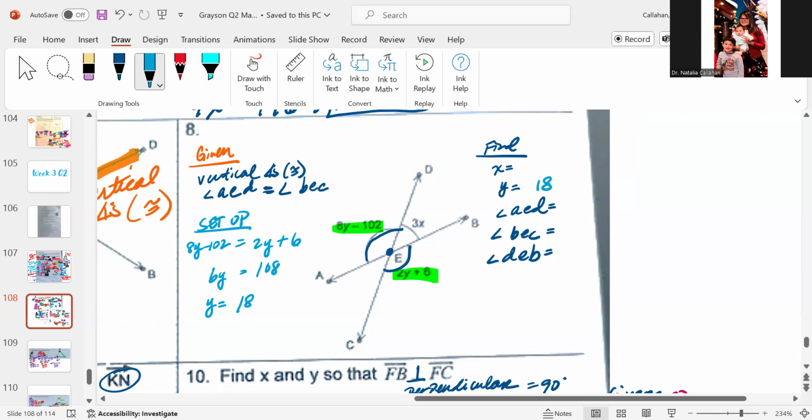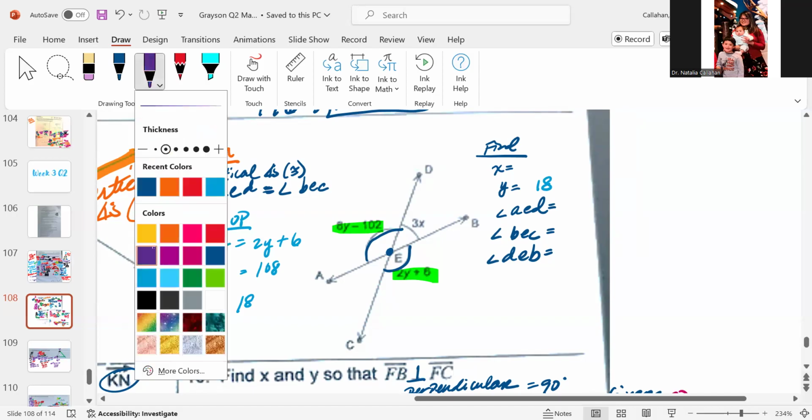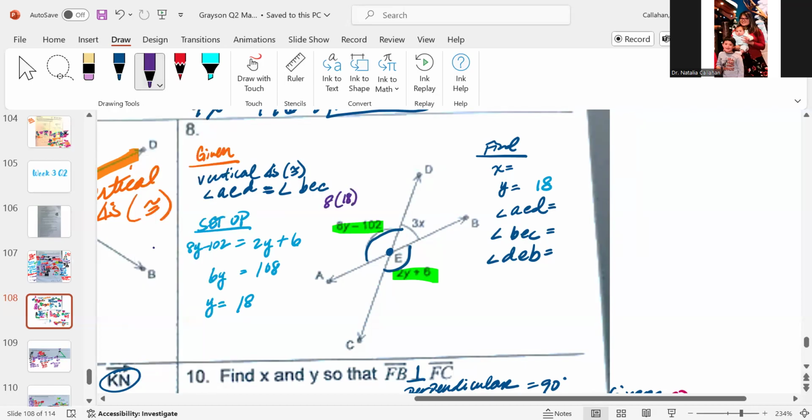So then we need to go ahead and plug it all in, right? Let's plug that in. Plug 18 into this angle right here. That's 8 times 18 minus 102, and 2 times 18 plus 6. 36 plus 6 is going to give me a 42. That's BEC, right? I could do the math here. Guess what? They're vertical angles. I know this is also going to be 42, right? It should be at least. And that's AED, right? So now what do we have left?